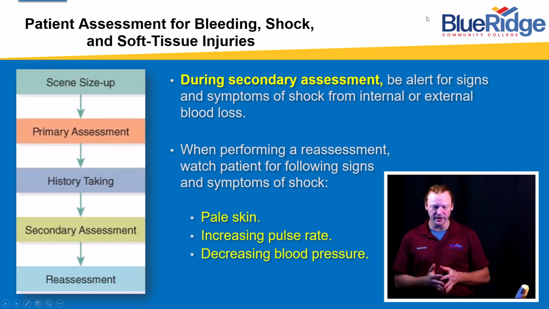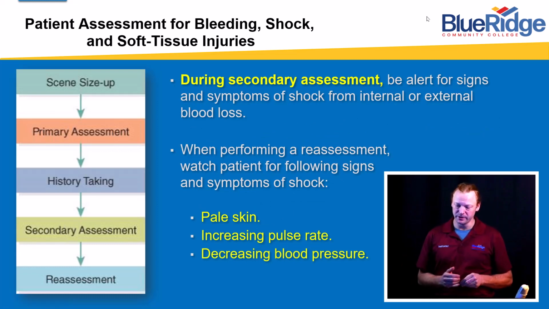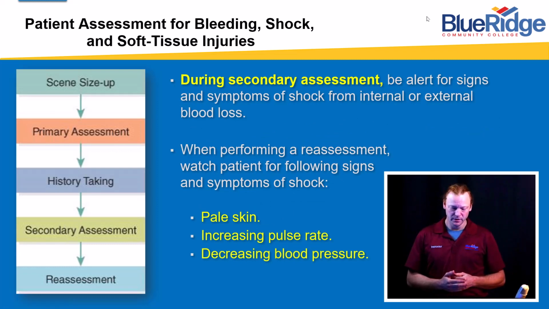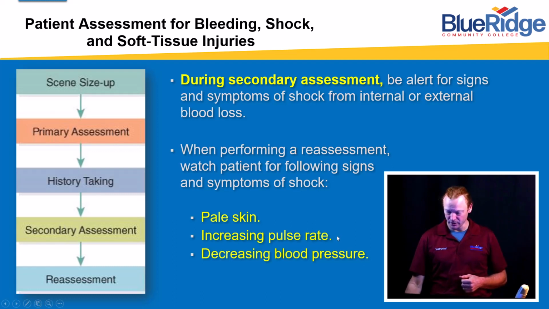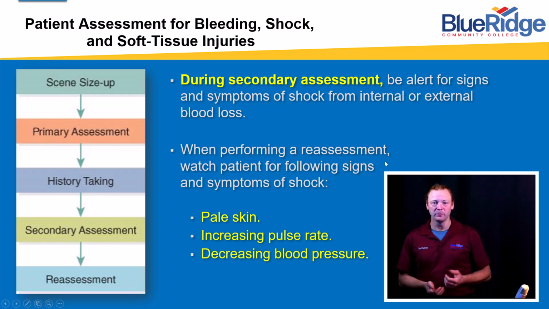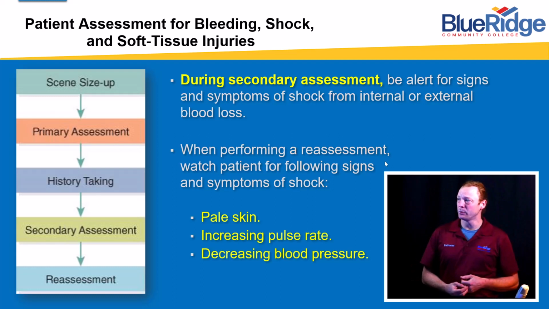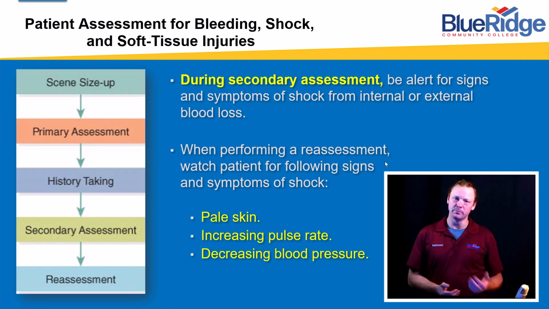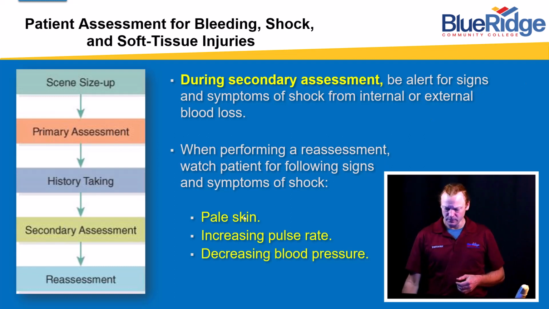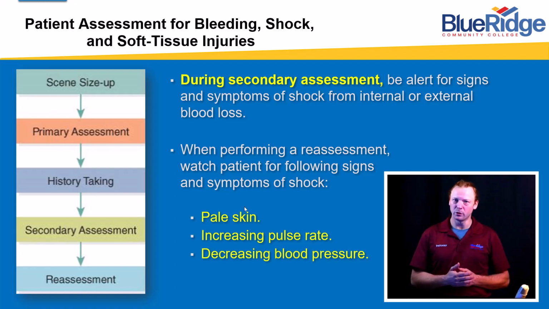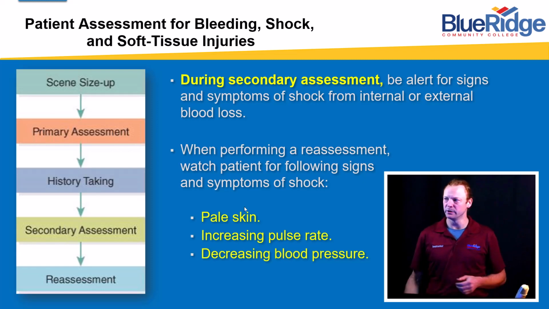Always be alert for signs and symptoms of shock from internal or external blood loss. When performing a reassessment, watch the patient for the following signs and symptoms of shock. Some of the most common are pale skin, increasing pulse rate, and decreasing blood pressure. I'm going to add in probably one of the more common ones, altered mental status, or a change in their mental status. That would actually be one of the earlier indicators that a patient may be going into shock.